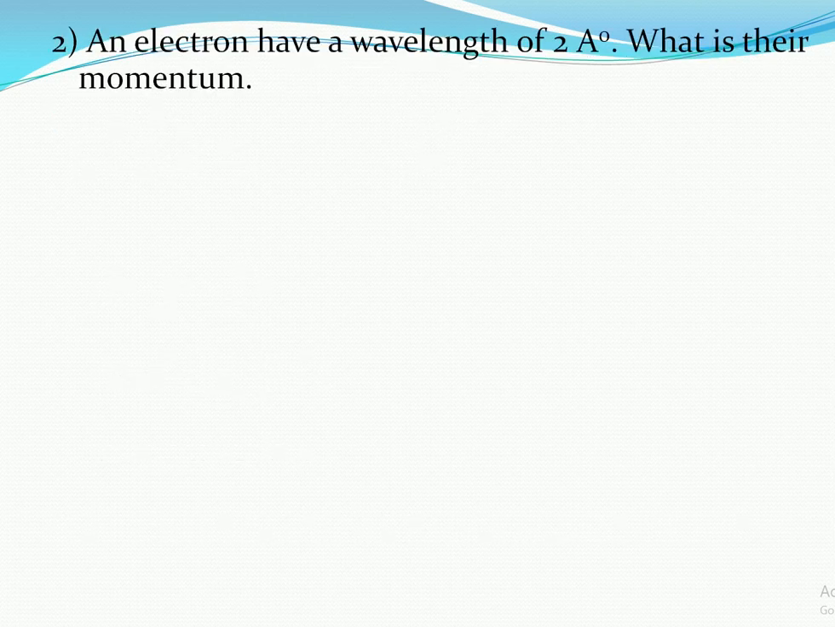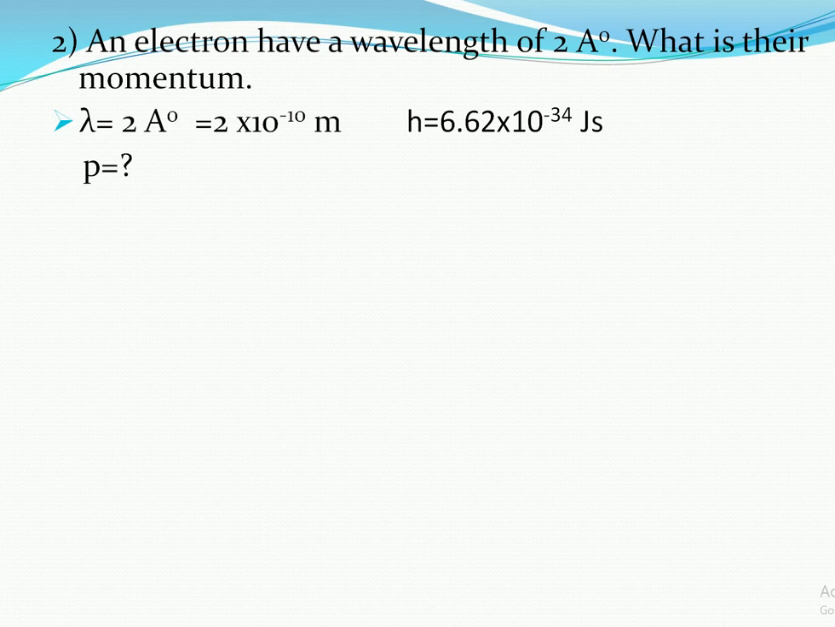Next numerical. An electron has a wavelength of 2 angstrom. What is its momentum? In this numerical, wavelength is given, that is 2 angstrom. First we have to convert this wavelength into meter, that is 2 into 10 raised to minus 10 meter. Planck's constant has the value 6.62 into 10 raised to minus 34 joule second. We have to calculate momentum.